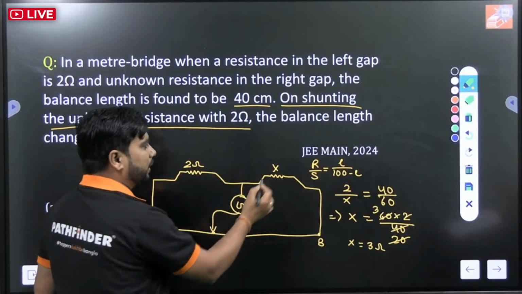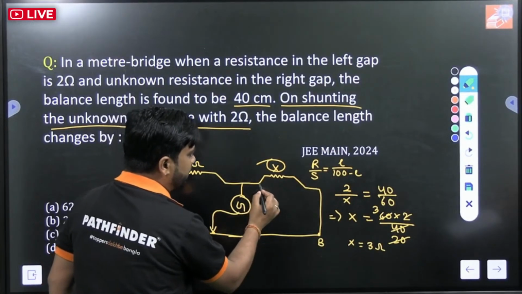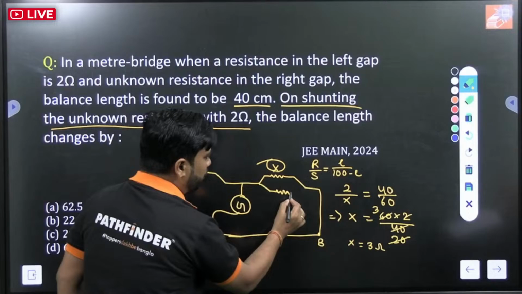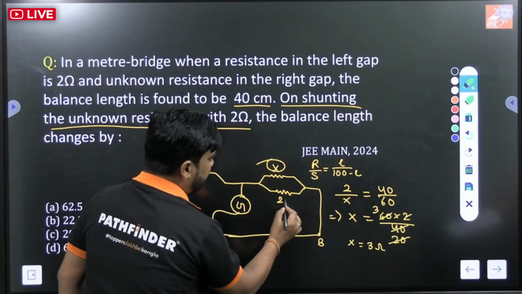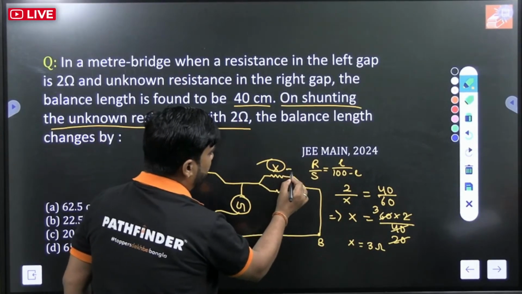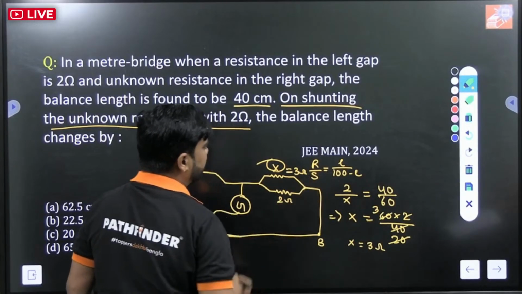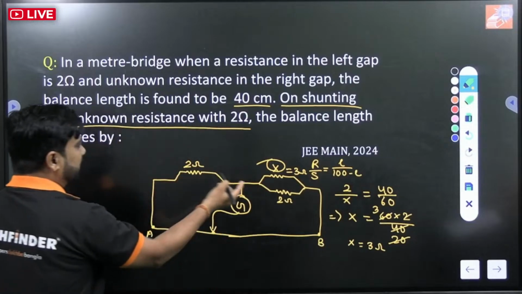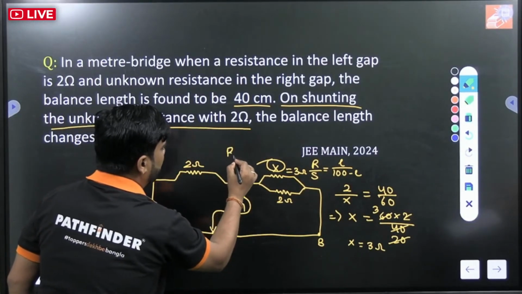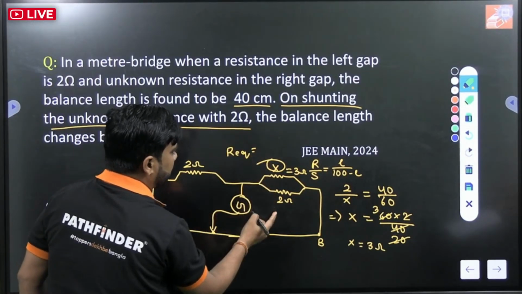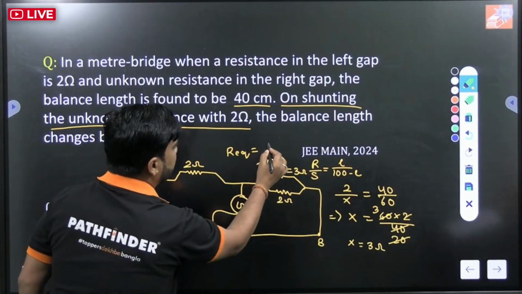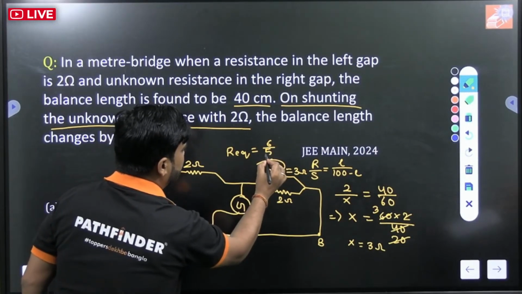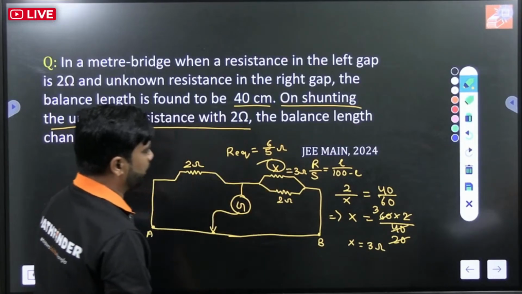Now, we are shunting the unknown resistance with 2 ohm. Which one is unknown? Definitely this X is unknown. So, we are shunting it with a 2 ohm resistance. This is 2 ohm. And we already know the value of X. We calculated it. It is 3 ohm. So, in this case, the equivalent of this resistance will come out to be 3 into 2, 6 divided by 3 plus 2, that is 6 by 5 ohm.